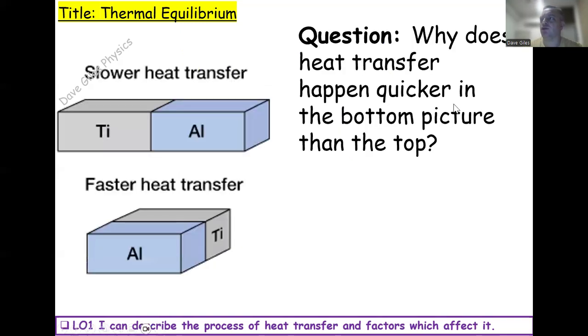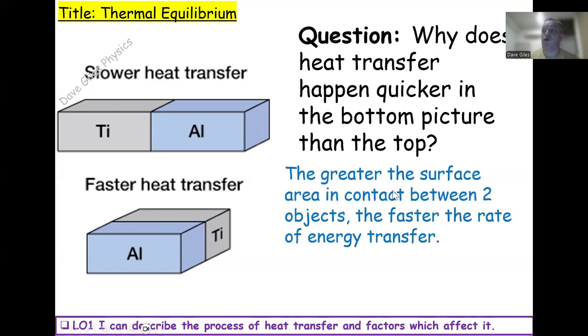And one more question. Why does heat transfer happen quicker in the bottom picture than the top? These are both the same objects, tin and aluminium. The difference is they are connected at different parts. The reason it's faster here is because there's a greater area in contact with each other compared to this direction, where it's a small area in contact. So the greater the surface area in contact between two objects, the faster the rate of energy transfer.